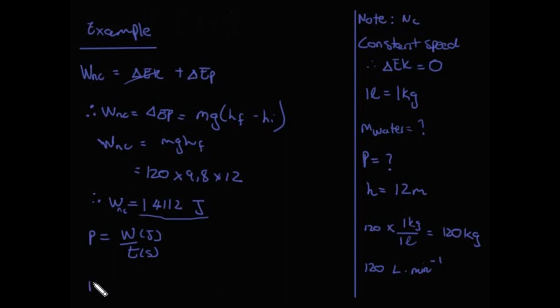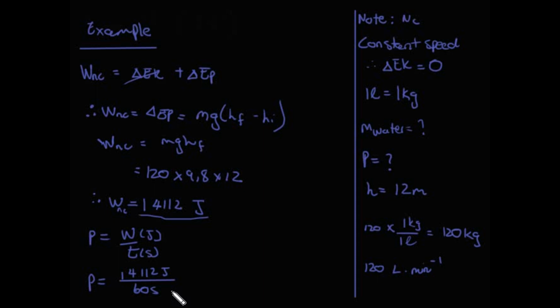So therefore P is equal to 14,112 joules all over, now watch this, 60 seconds. Because it pumps 120 liters per minute, so not per second, but per minute. 120 liters per minute. So therefore it has to be 60 seconds.